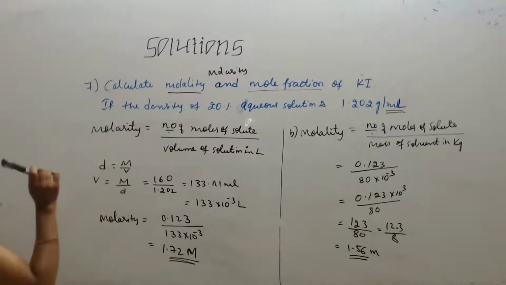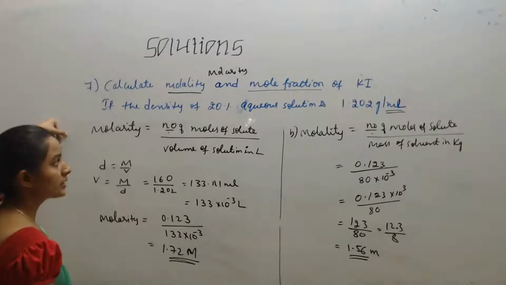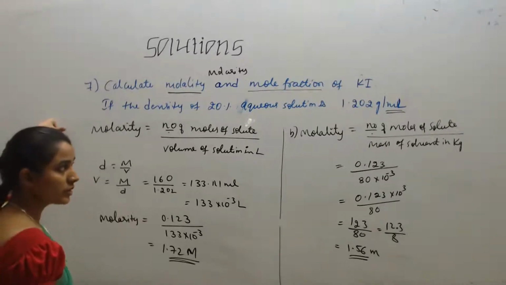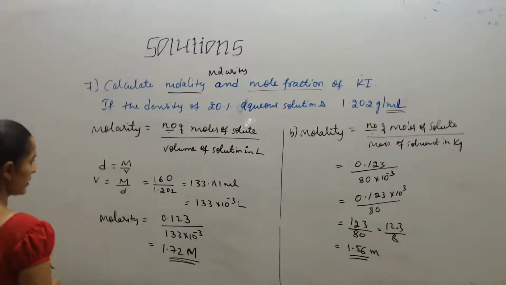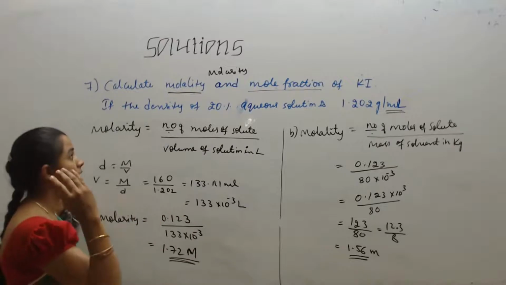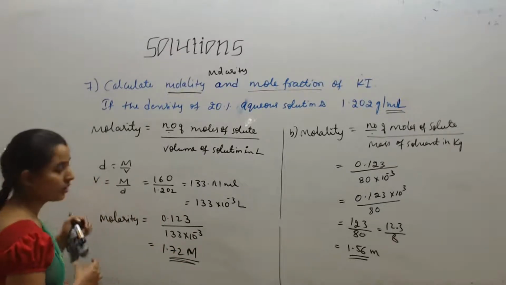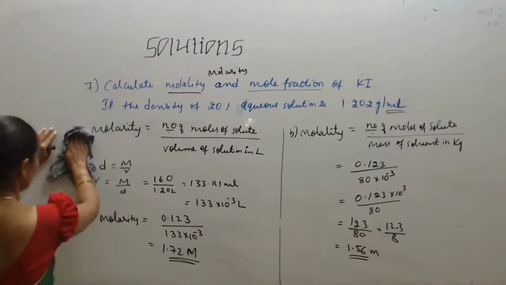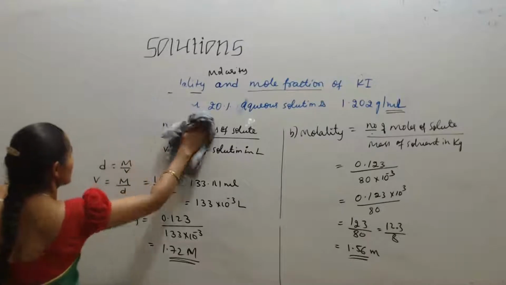So we calculate molarity and mole fraction of KI, if the density of 20% aqueous solution is 1.202 gram per ml. Okay, these are very important. As I told you, this is also important for 3 marks because in this molarity is also asked, mole fraction is also asked. Okay, so this is all about numericals.